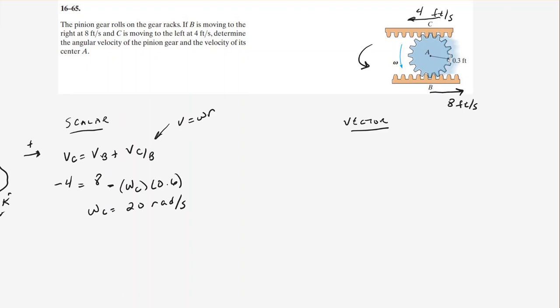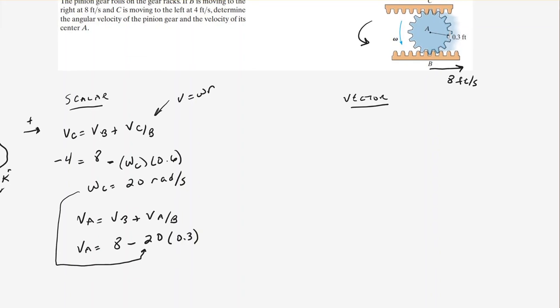Then we have v sub a would be equal to v sub b plus v sub a with respect to b. So v sub a would be 8 minus 20. That's the same omega that you had before, times 0.3 because that's r. In this case, we're only going from B to A, so 0.3 is your distance. So v sub a ends up being 2 feet per second.